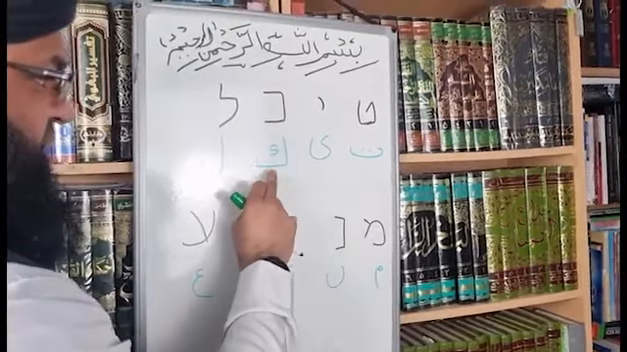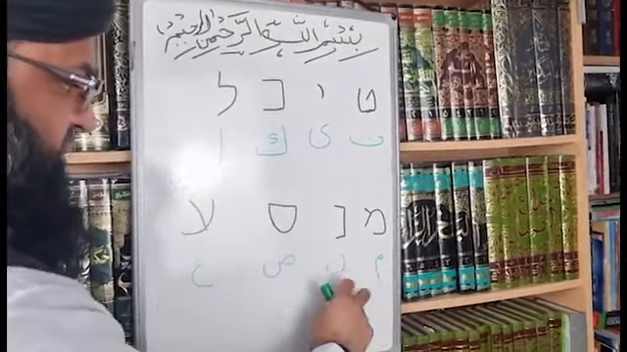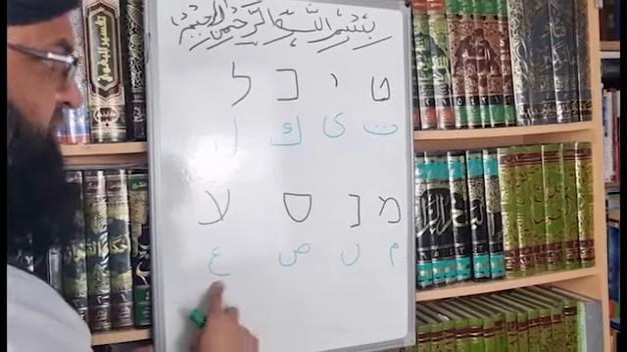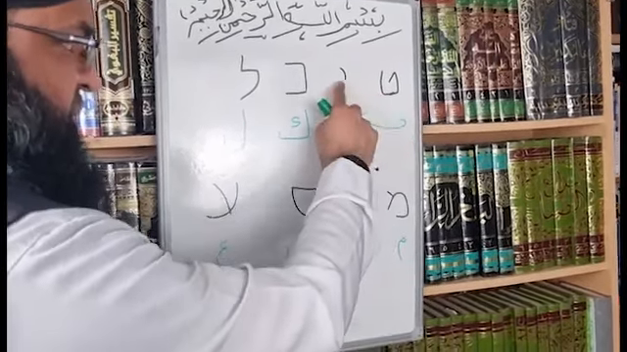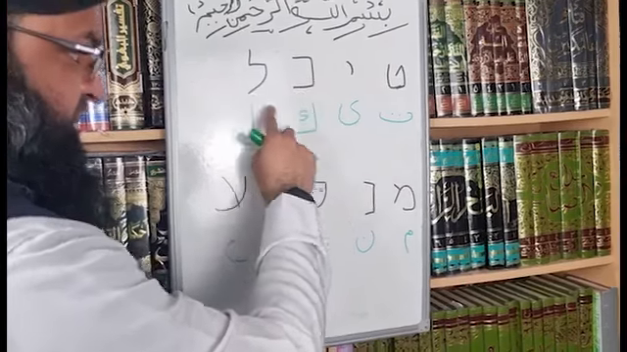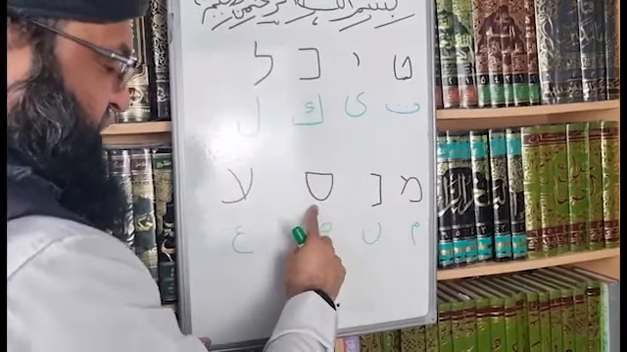Ta, ya, kaf, lam, mim, noon, sword, ain. Tet, yud, kaf, lamed, mem, noon, samak, ain.